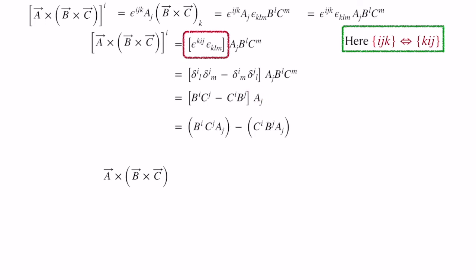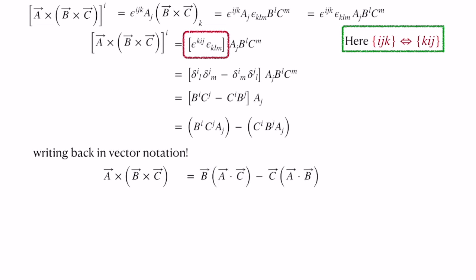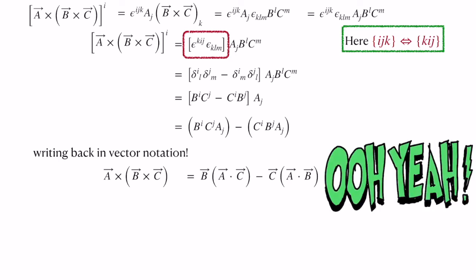We can pull in Aj also, then we get Bi, Cj, Aj, and Ci into Bj, Aj. We can write back into the vector notation. So what we have here, the component i of B vector multiplied with A dot C, and the second term is the ith component of C vector, multiplied by the dot product between B and A, that is A dot B. So this way we can simplify a more complex vector relation using a tensor identity.